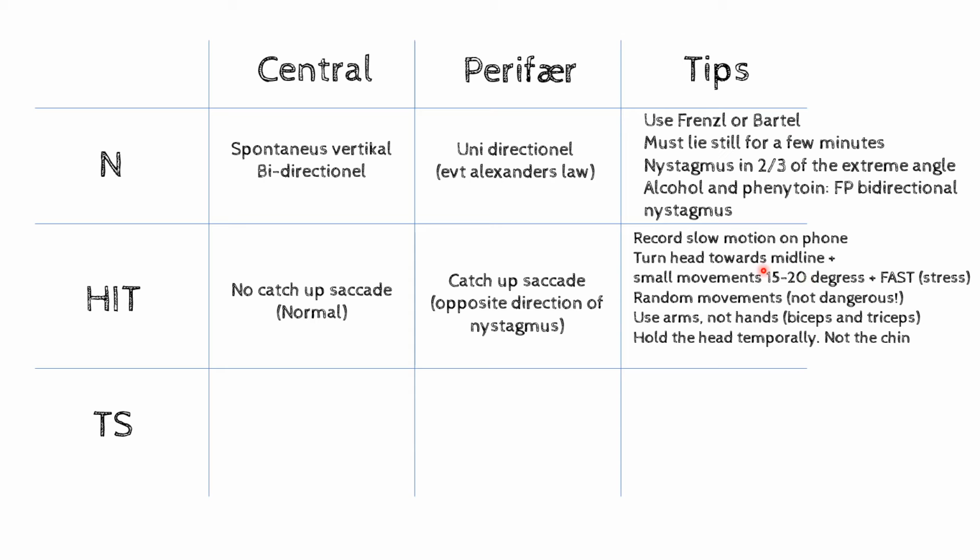Some of the tips here: record slow motion on your phone, or on the patient's phone. Do the head impulse test where you turn the head towards the midline and not away from the midline. Do small movements, 10 to 20 degrees, and do it fast. As Jonathan Edlow sometimes talks about, what this actually does is stress the vestibular apparatus so that we see what we need to see. But if you don't do it fast enough, then you don't stress it enough.